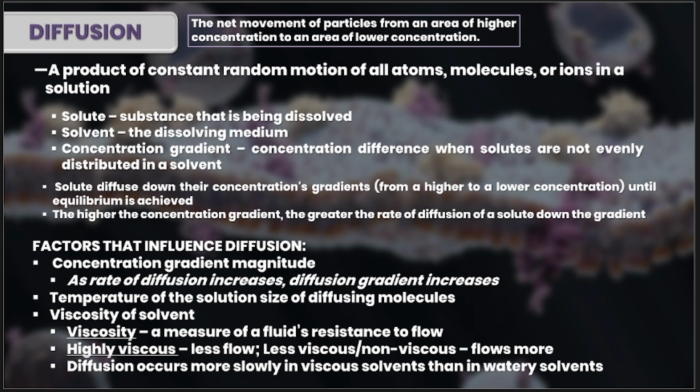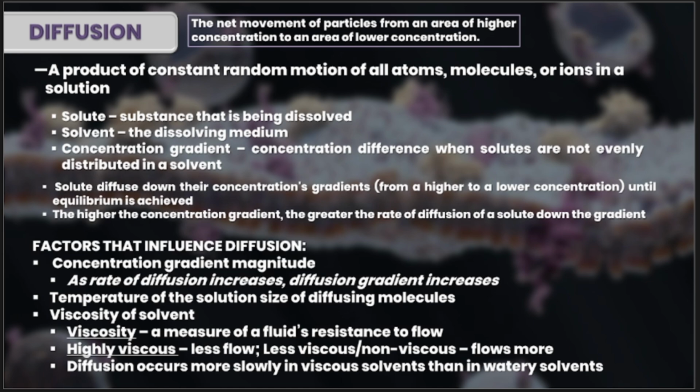When we talk about facilitated diffusion, we're talking about the movement of ions and molecules that are polar in nature down the concentration gradient using transport proteins. In diffusion, we have the following terminologies. First, we have solute, the substance that is being dissolved. You also have solvent, the dissolving medium. And concentration gradient is the concentration difference when solutes are not evenly distributed in a solvent.